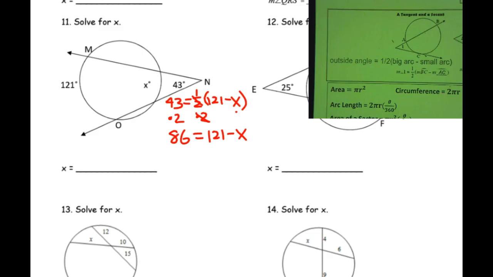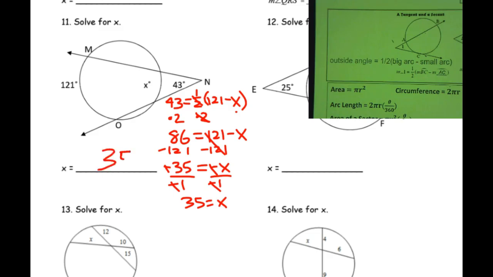And then to get rid of the 121, we subtract it. So 86 minus 121, 35. And that's negative 35. And that equals negative x. And remember, if you have a negative x, your last step is to divide by -1. Cancels out the negatives. So 35 equal sign x. 35 degrees.